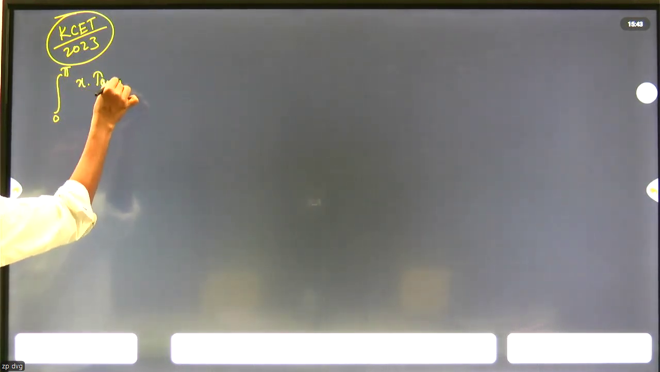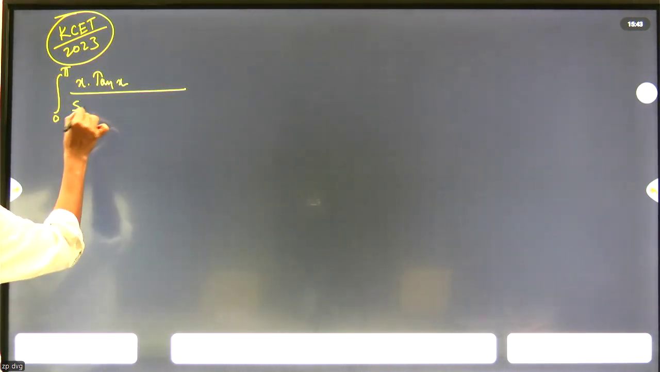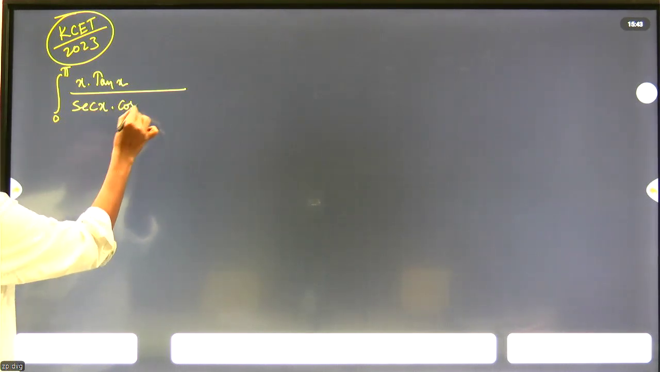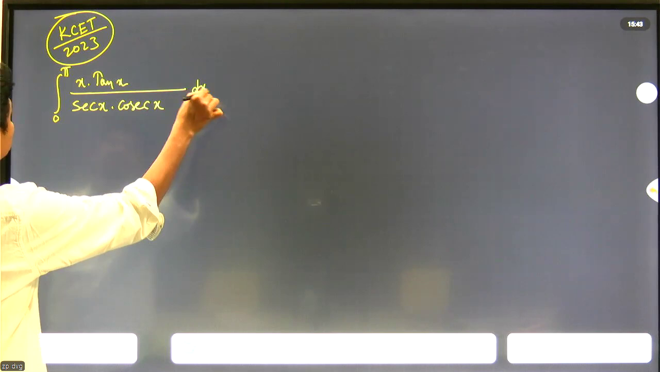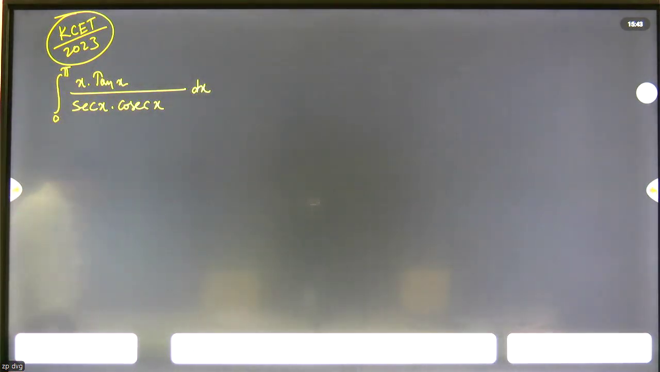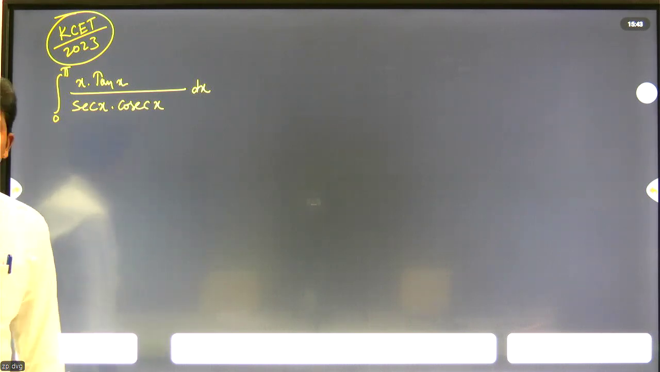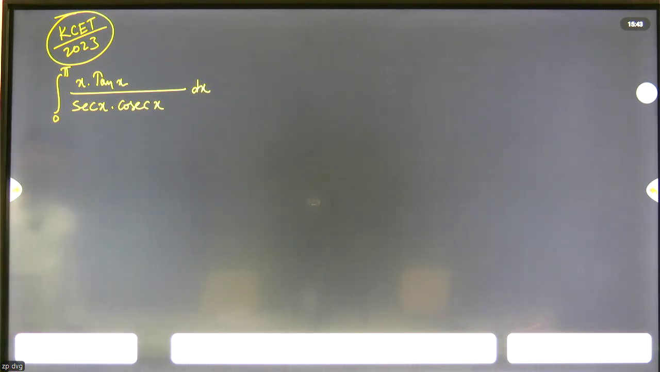They given integral of 0 to pi x into tan x divided by secant x into cosecant x dx. This is the question. Integral of 0 to pi x into tan x divided by secant x into cosecant x dx. This is the question, right? You need to solve this. What I'll do, I'll take this integral as I.